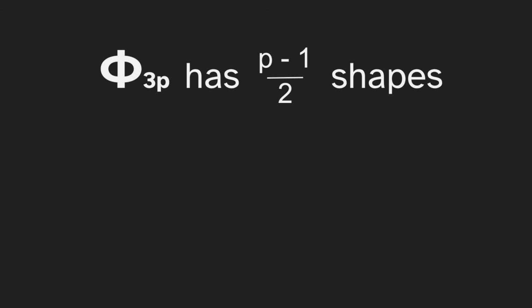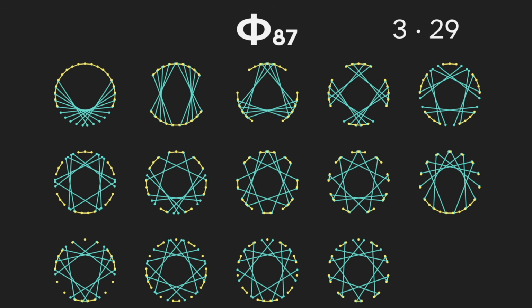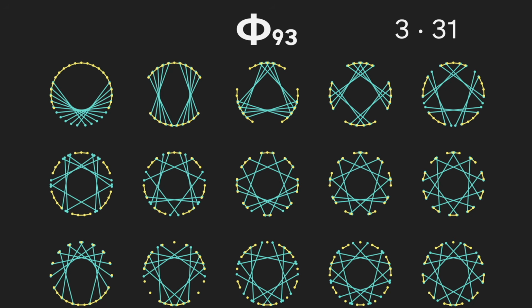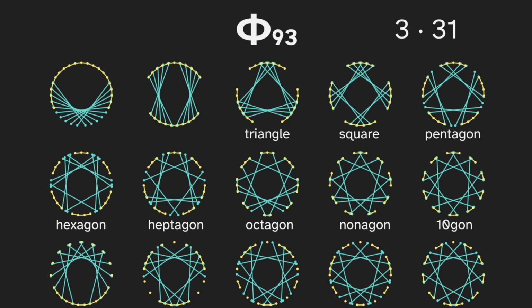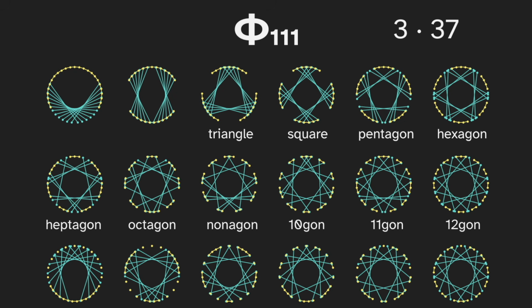Okay, so that answers the big questions, but now we can have some fun. Can we categorize these shapes? Let's look at phi sub 87 again. And we see one of these kind of looks like a triangle, and the next one kind of looks like a square. And then we get a pentagon and some further shapes. Okay, what about phi sub 93? Again, we have these kind of shapes appearing. And phi sub 111, we see them again.